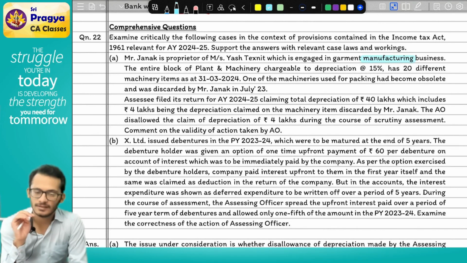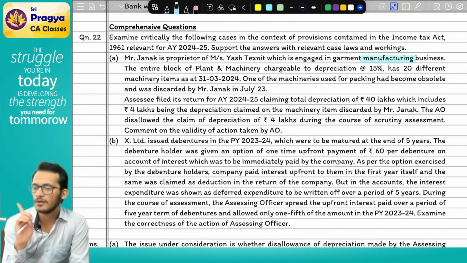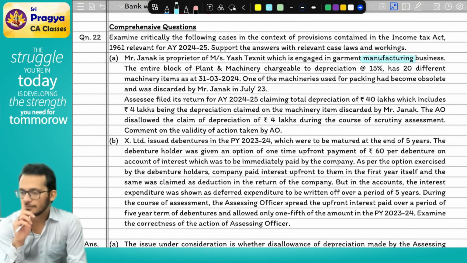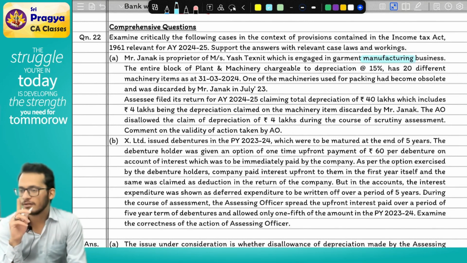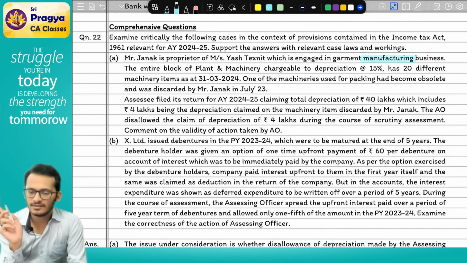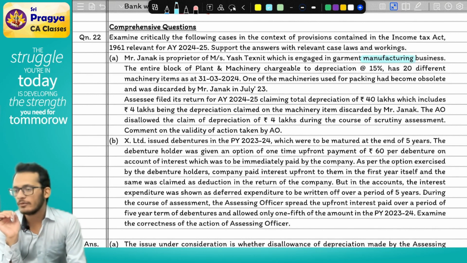Now question to you, just because you discarded it, can you remove the cost from the block? No, because what can be removed from the block is only sale value. Do you have a sale value? No. Can you remove it from the block? No.